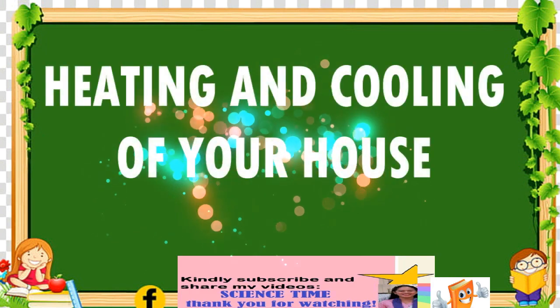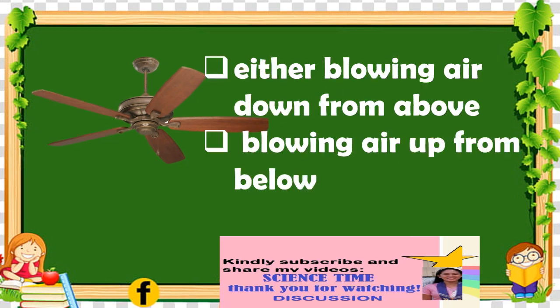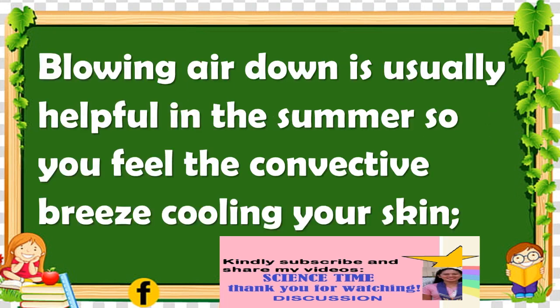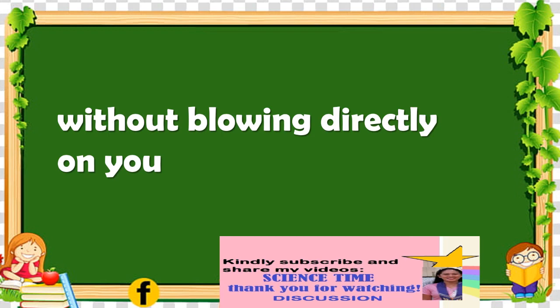Heating and cooling of your house. Ceiling fans can usually operate in both directions, either blowing air down from above or pulling air up from below. Blowing air down is usually helpful in the summer so you feel the convective breeze cooling your skin. Pulling air up is helpful in the winter because it helps to push the high-up hot air down and out toward the walls without blowing directly on you.